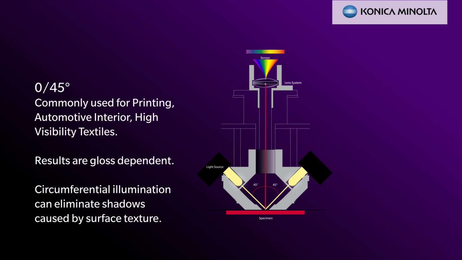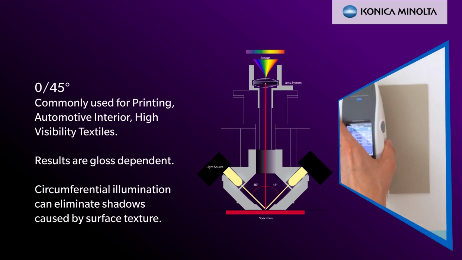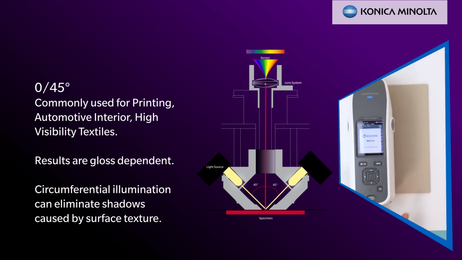One important property of the 45-0 geometry is that the measured value will strongly depend on the glossiness of the sample. The more glossy, the more light will be reflected away from the sensor. This will cause you to measure a darker colour of a glossy finished material compared to a matte finished material.